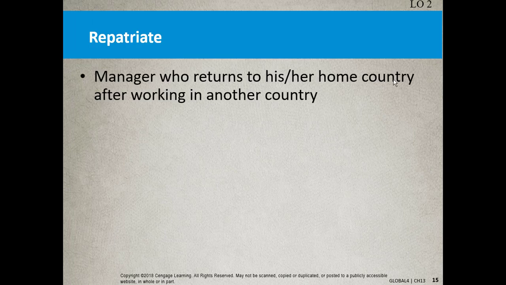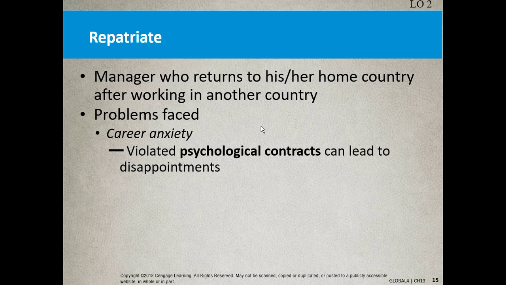A manager who returns to his or her home country after working in other countries, a repatriate, or you're repatriating them. What are the problems faced? Career anxiety is the first one. In this case, there's something called a psychological contract, right? Which is an informal understanding of expected delivery of benefits in the future for current services.